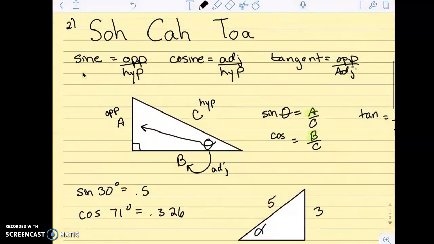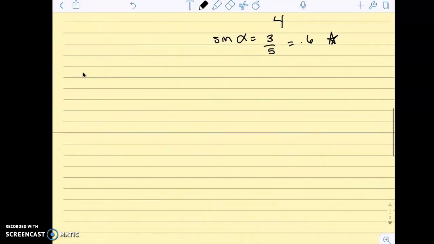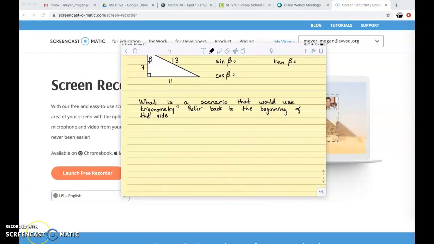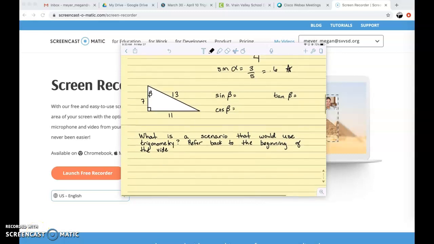Here's a little practice for you to do, and you're going to submit these notes to the Dropbox, and you'll be good to go. So what you see here is the work I already put in for you to solve.